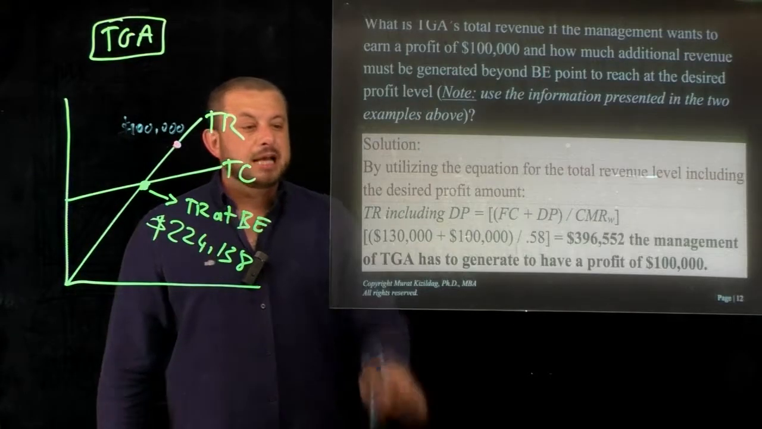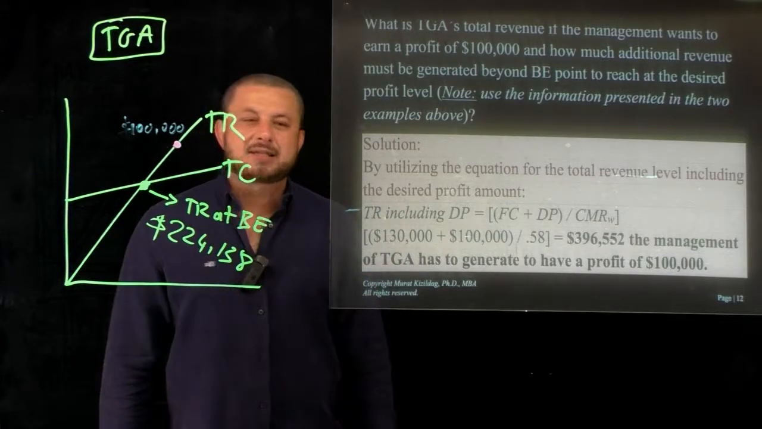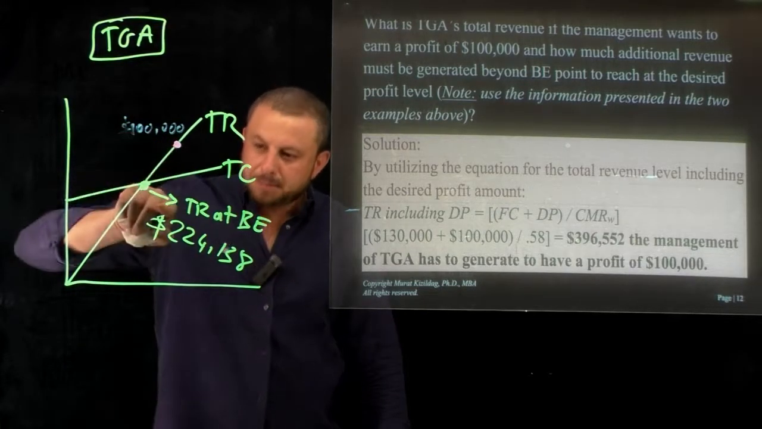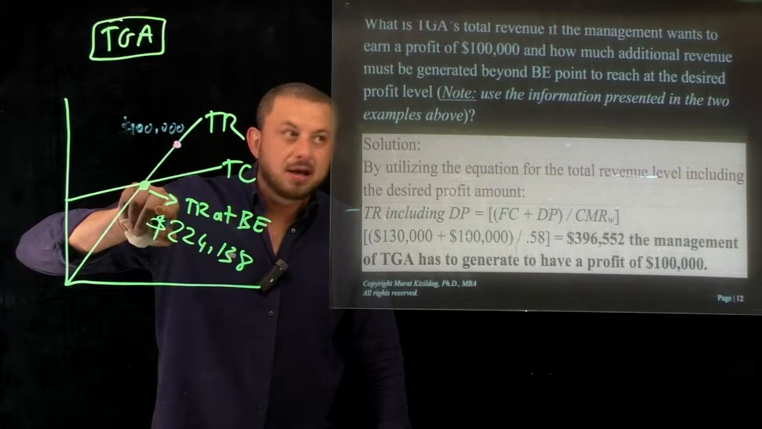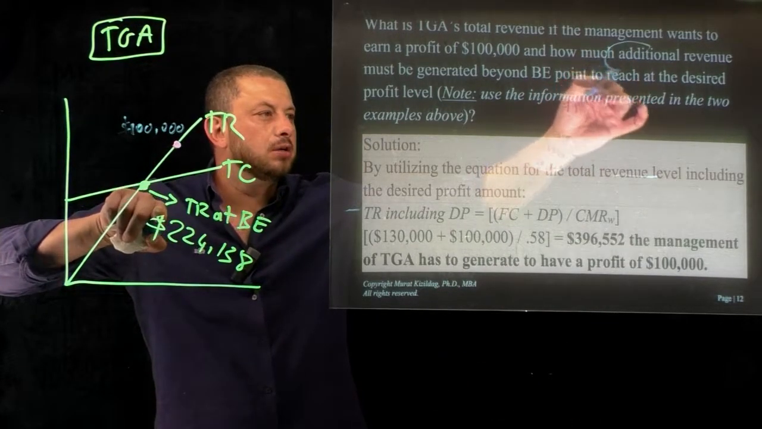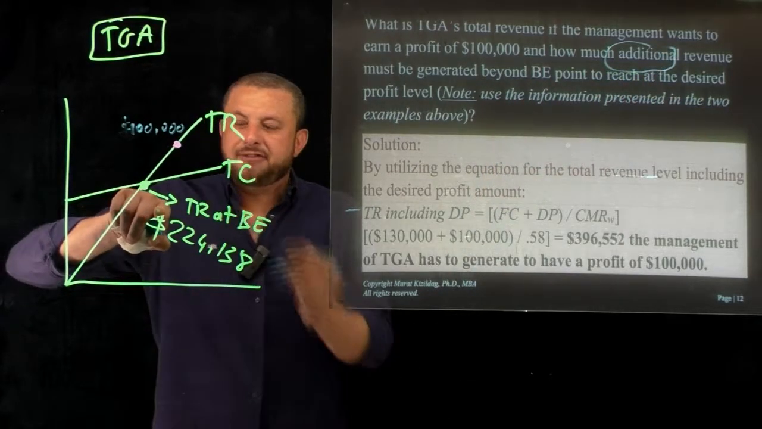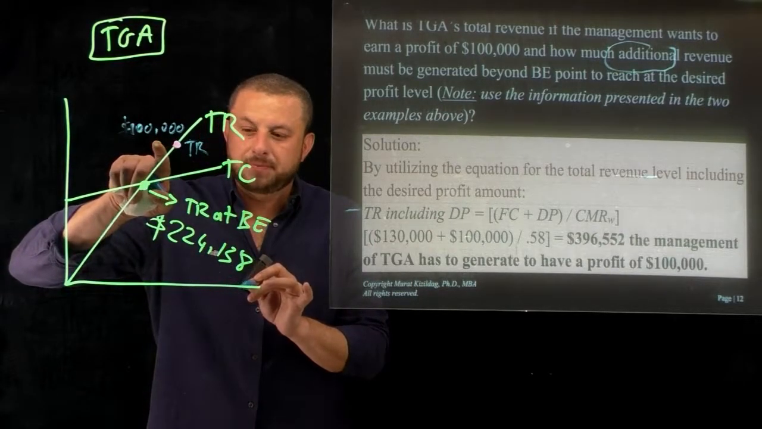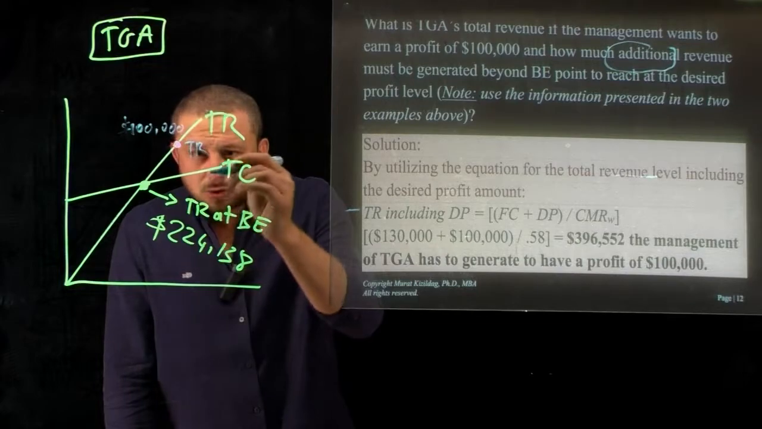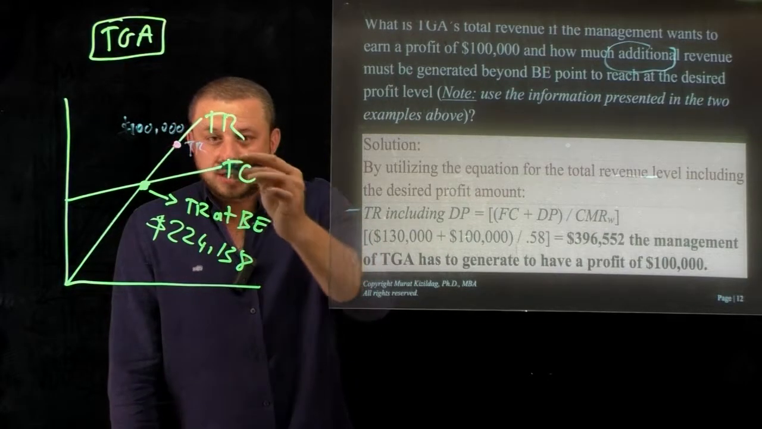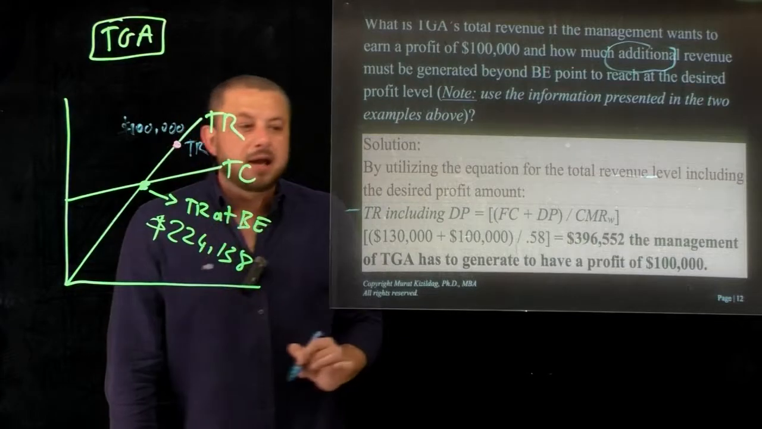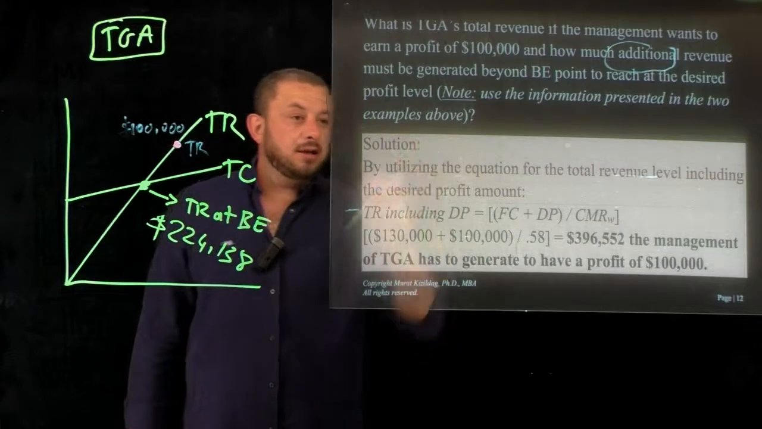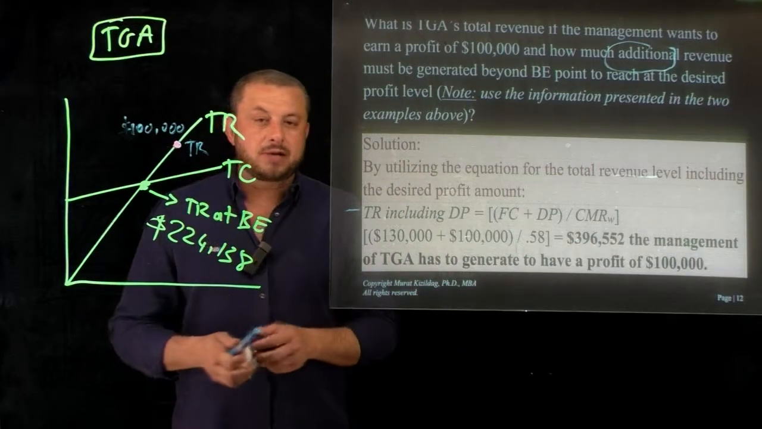We will utilize this equation because first, let's find out TR, total revenue, at the DP level. Since I'm dealing with additional revenue, if I get the TR level at that $100,000 profit level and subtract the break-even TR, I will be able to find the additional revenue that I need as a decision maker for TGA to generate $100,000 profit.